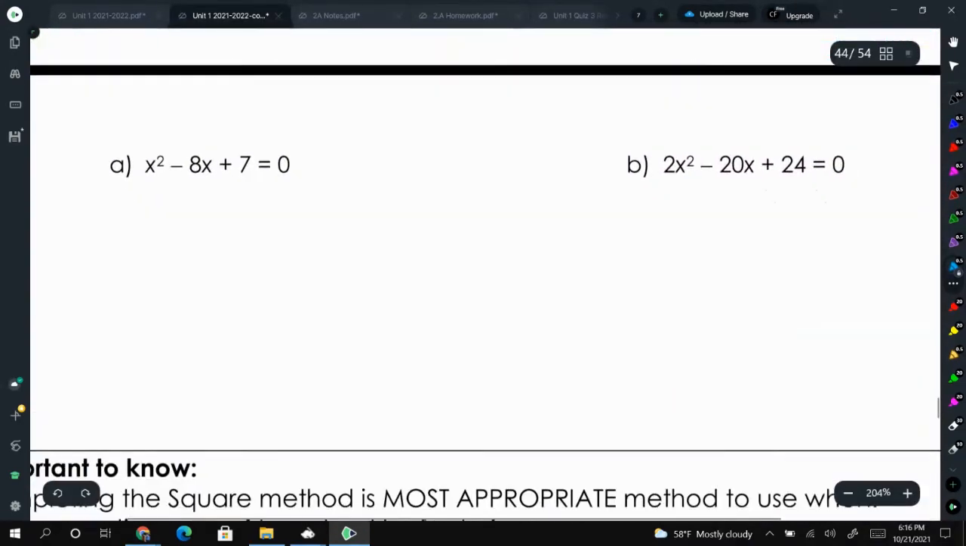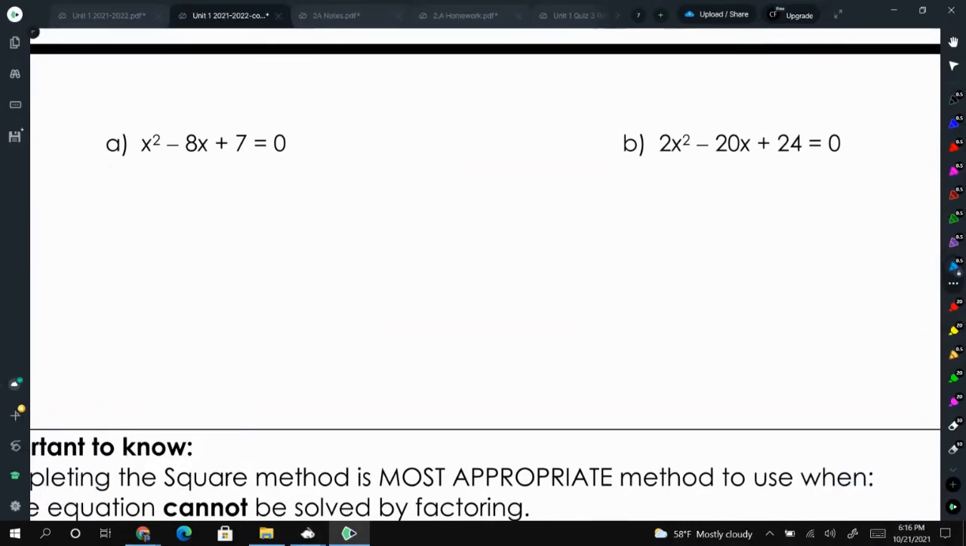On the next page, I want you to try these two problems, letters A and B. When you're done, unpause it and see what we get.